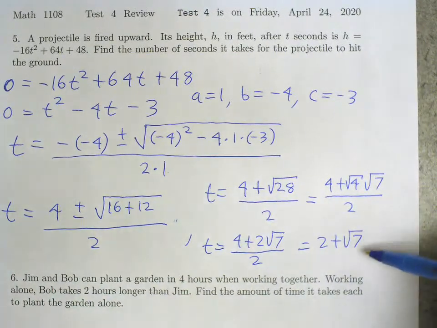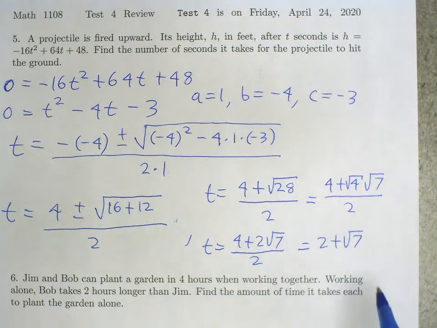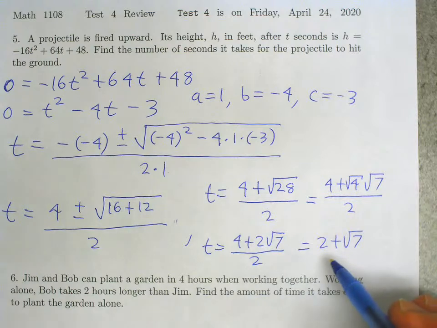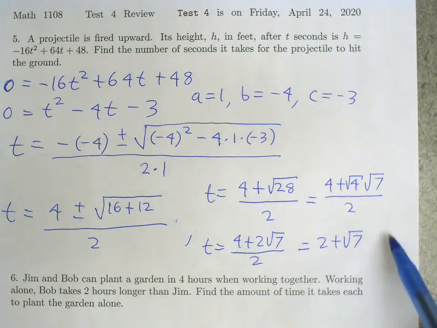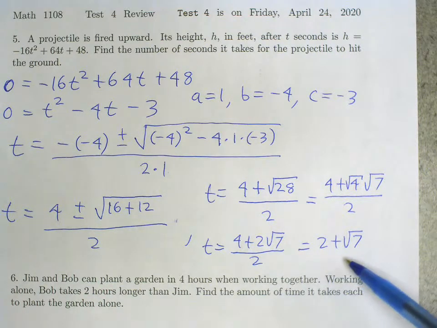The square root of 7 is a number that's between 2 and 3. So the t-value is something between 4 and 5 seconds. So if you convert this to a decimal, you're expecting a number that's greater than 4 but less than 5.